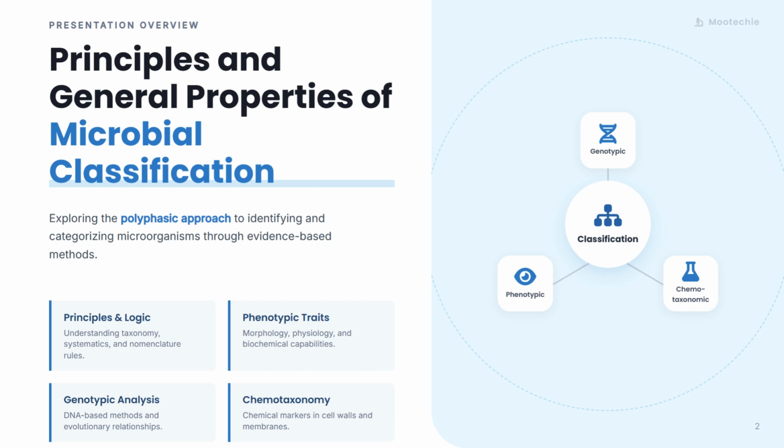Phenotypic traits, morphology, physiology, and biochemical capabilities. These are the observable and measurable characteristics of the organism itself. Chemotaxonomy, chemical markers in cell walls and membranes. This analyzes the unique chemical building blocks that make up a microbe's structure. The diagram shows these three major evidence types: genotypic, phenotypic, and chemotaxonomic, all feeding into the central goal of accurate classification. Let's build a strong foundation by understanding the basics.